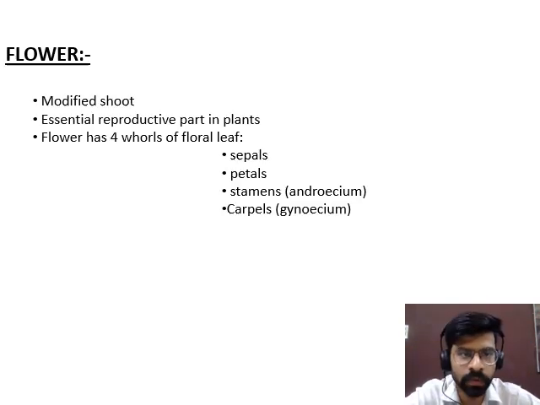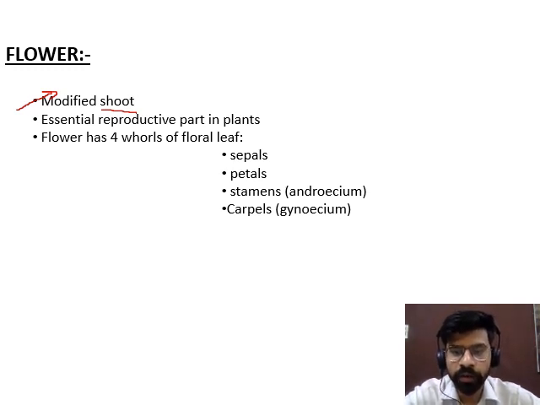Now, what is a flower? In the plus one morphology chapter, we studied the morphology and modification of various parts of plants, that is modification of root, stem, and leaf. Now, what is a flower and how does a flower originate? Flower is the modification of shoot. Shoot modification gives rise to the origin of flower.